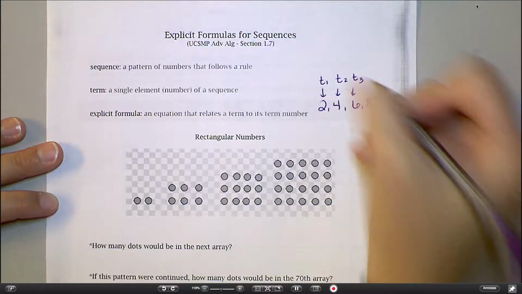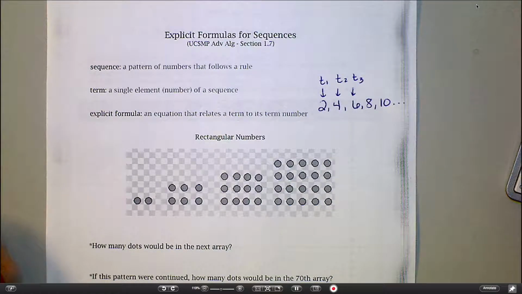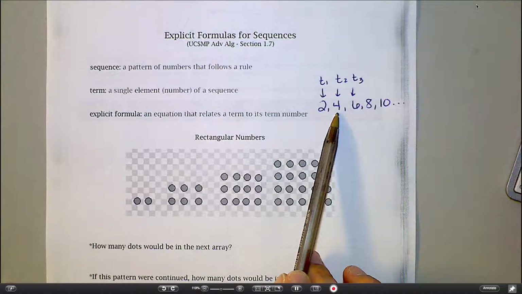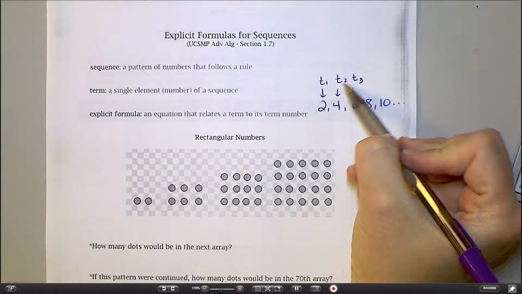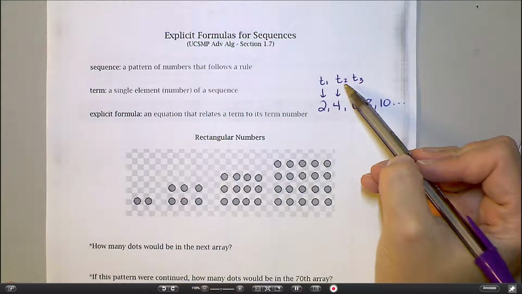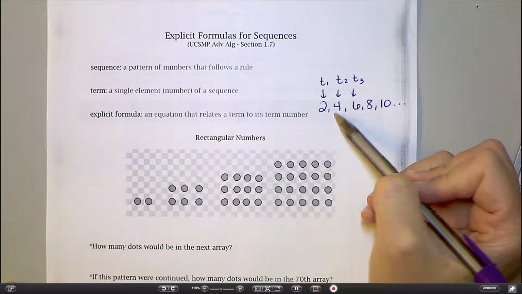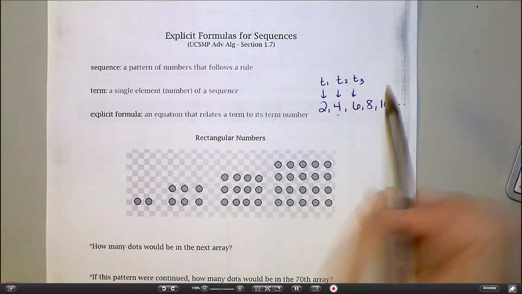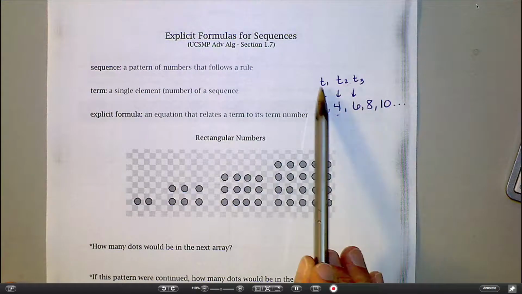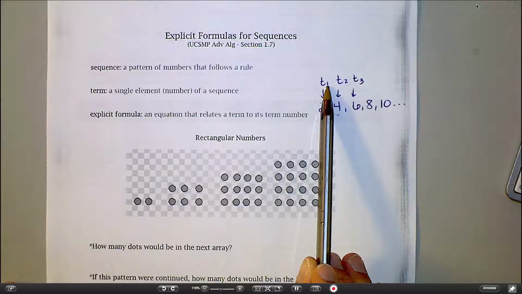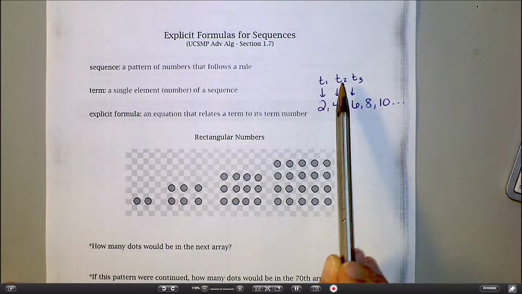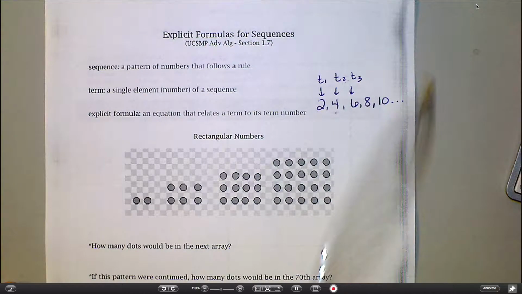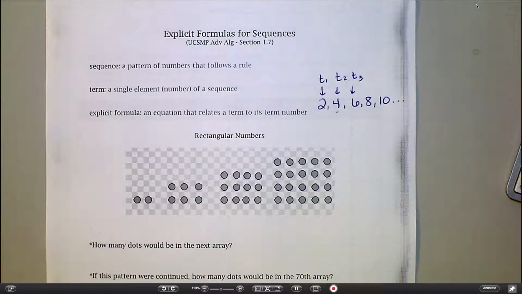So when I write an explicit formula, I want a formula where I can get term 4 based on the fact that it is term number 4. So I want to somehow use the term number to get the term. In this particular situation, my terms are generated by doing 2 times the term number. So 2 times 1 is 2, 2 times 2 is 4, 2 times 3 is 6, 2 times 4 is 8, and so on. That's what I mean by explicit formula.